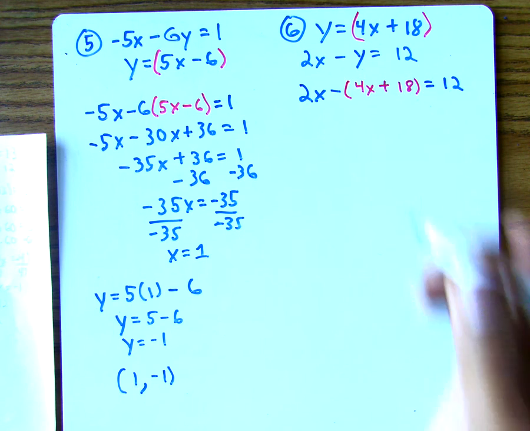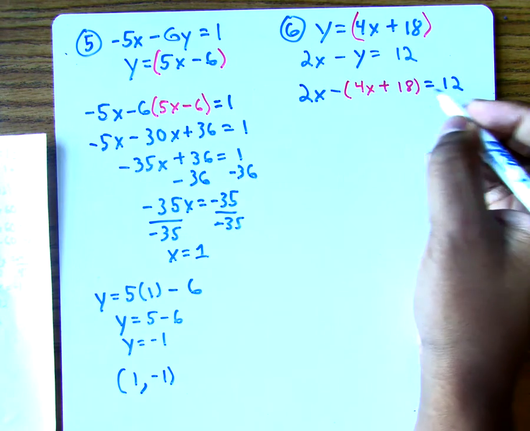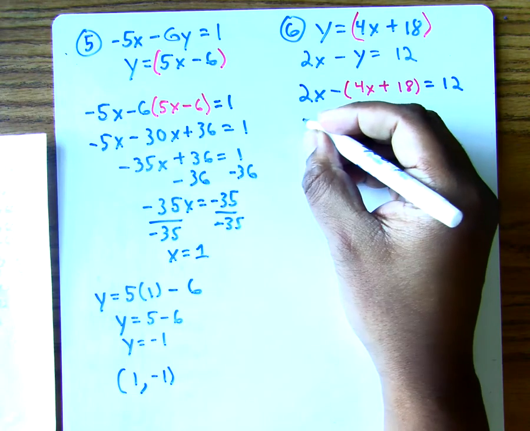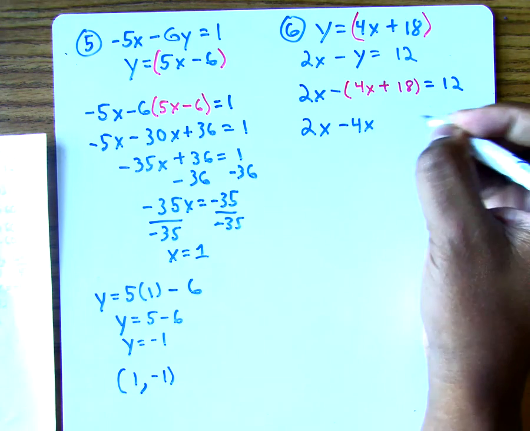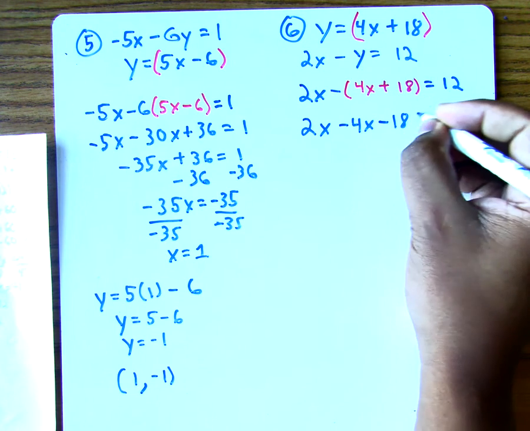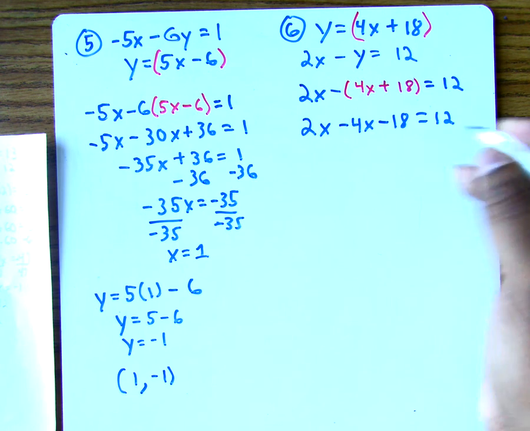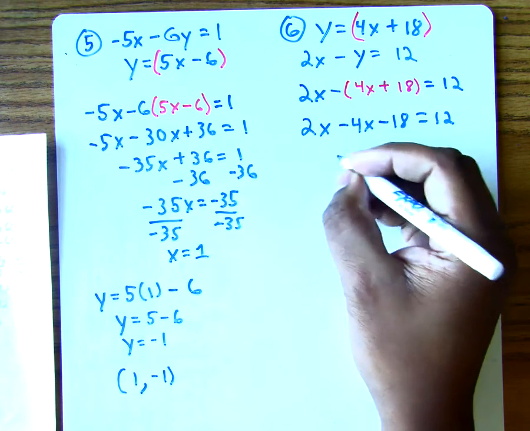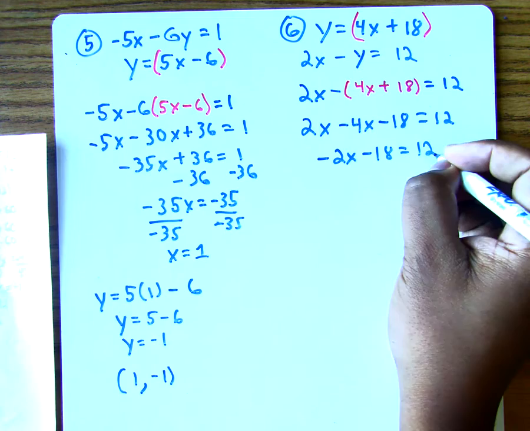The next thing I'm going to do is distribute this negative onto this 4x and this 18. So that's going to be 2x minus 4x minus 18 is equal to 12. Now I'm going to collect these terms, and that gives me negative 2x minus 18 is equal to 12.